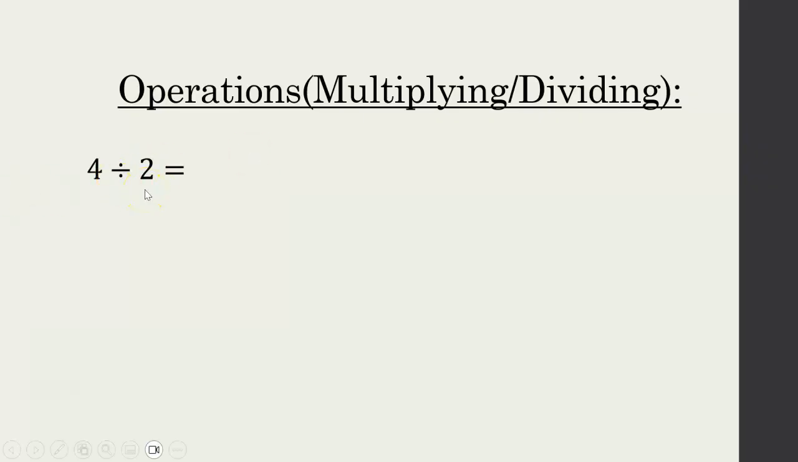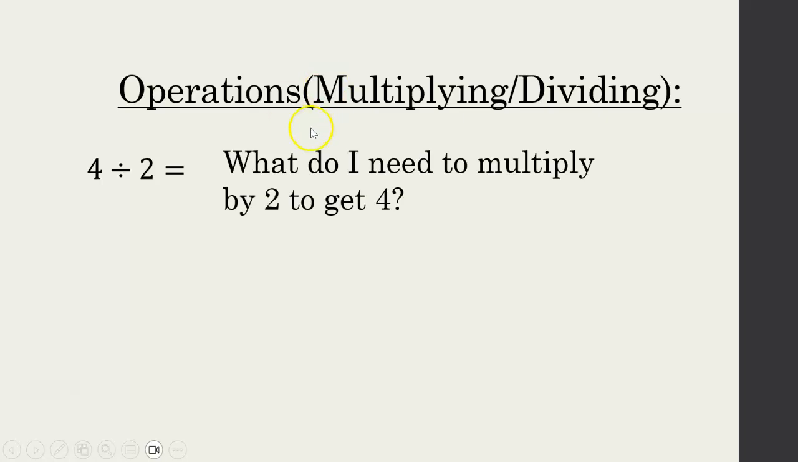4 divided by 2, what does that mean? Well, what it means is, what do I need to multiply by 2 to get 4? So what it's saying is, okay, 4 divided by 2 is something. So something multiplied by 2 is equal to 4. And what number is that? Well, that number would be 2. Yeah? So 4 divided by 2 is 2. How did I get 2? 2 multiplied by 2 is 4.